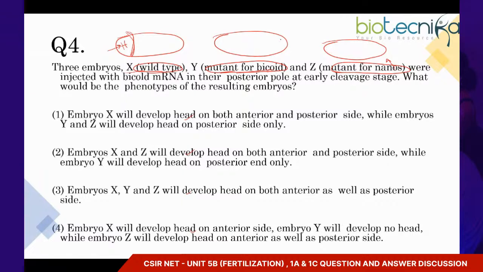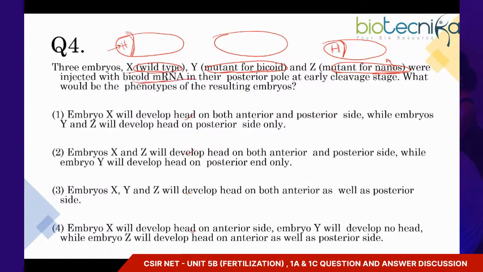And nanos will develop the other structures as it is, right? Mutant for nanos. Now nanos is not there, but bicoid is there. So here also the head will be present, because of bicoid. Obviously at the posterior bicoid is not there naturally, so it won't be making a head in the posterior. Nanos is making the abdomen, so if nanos is not there, the abdomen won't be there. But bicoid is there, so it will only develop a head wherever it is present normally.